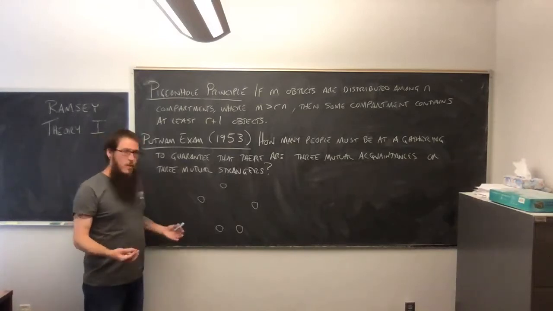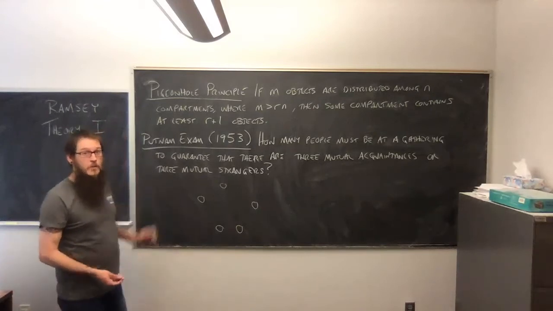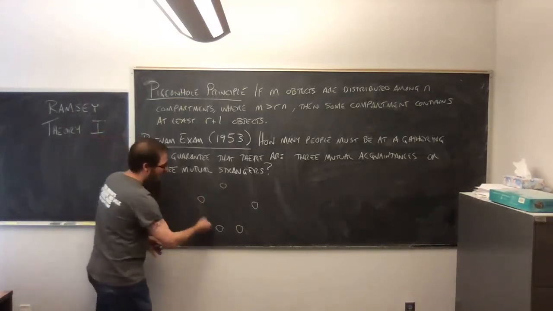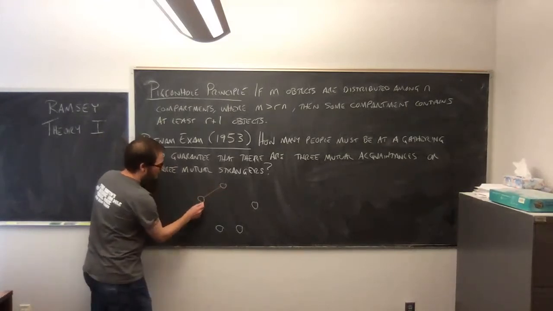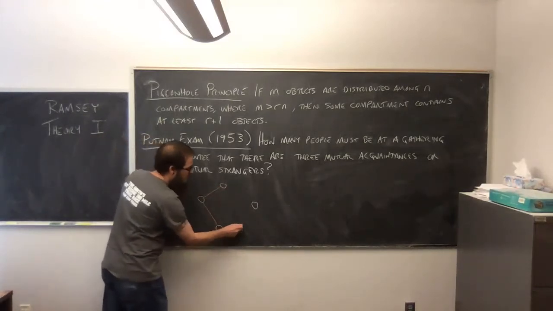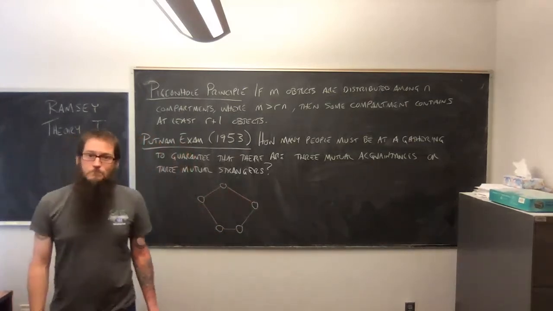But we can actually come up with a fairly straightforward example of a case where this does not occur. Specifically, imagine if the 5 people are sitting in a circle and everybody knows the person that's to their left and their right, but not the 2 people across from them. So I've colored those edges in red.